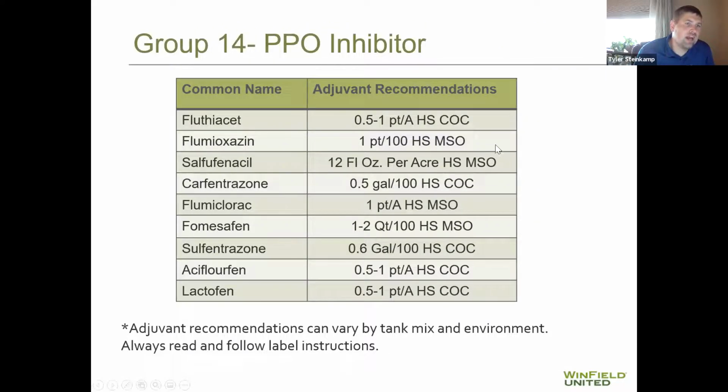Okay, so as far as adjuvant recommendations, you can see each one has a slightly different adjuvant recommendation, but most of these PPO inhibitors are going to require an oil type herbicide. Okay, you need an oil in there to make these things work, whether it's crop oil concentrate or MSO.